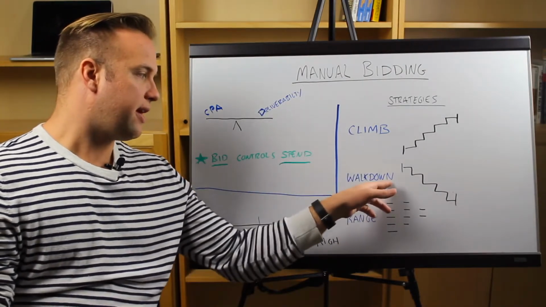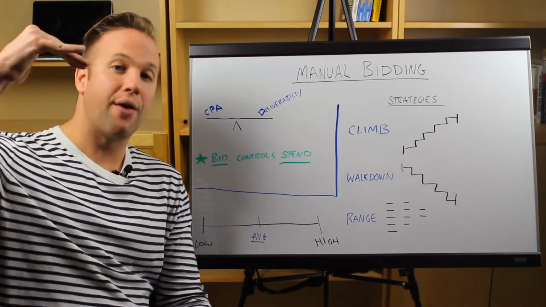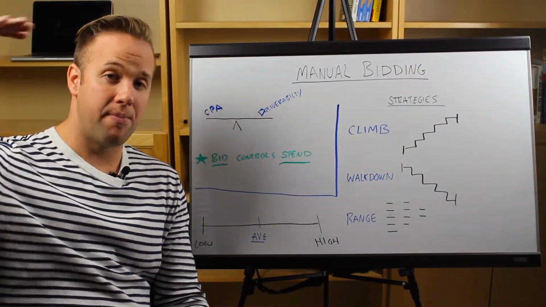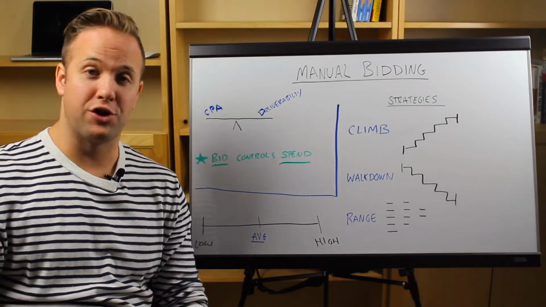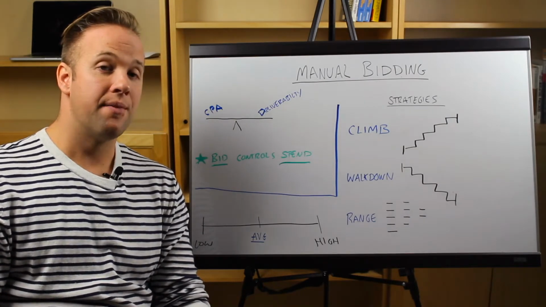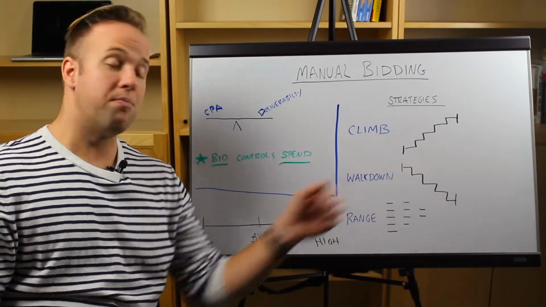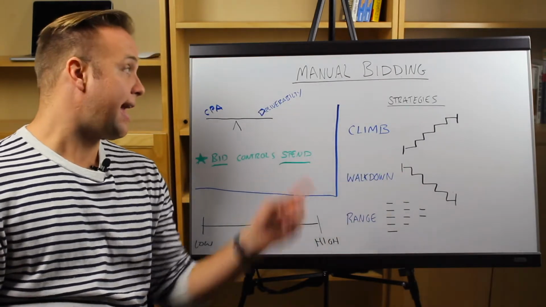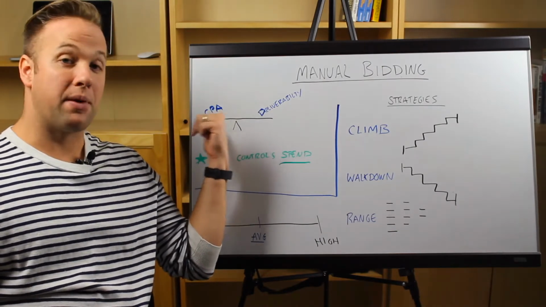Now, the other strategy here is a walk down. So this is really the opposite. This is when you're starting out at the high end of a bid. So you're saying, Facebook, I want to come in, I want to win every auction I possibly can, because I want to see what kind of CPAs I can get right out the gate. Now, chances are, if you bid high enough, you're going to get all the deliverability that you want, but your CPAs may not be where you want them to be.